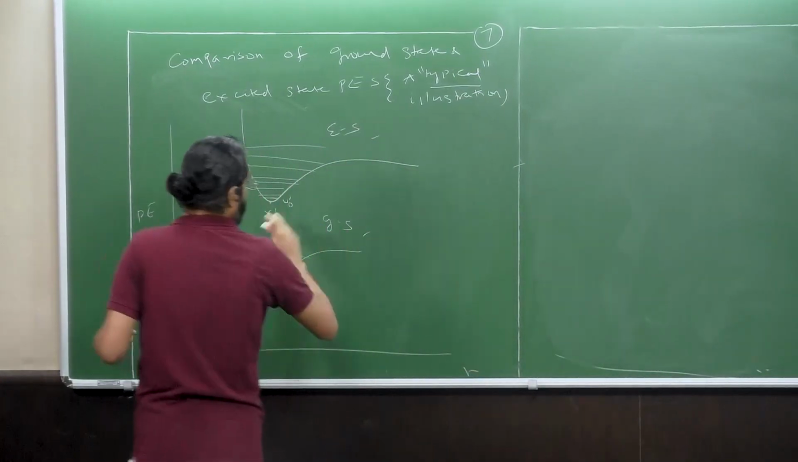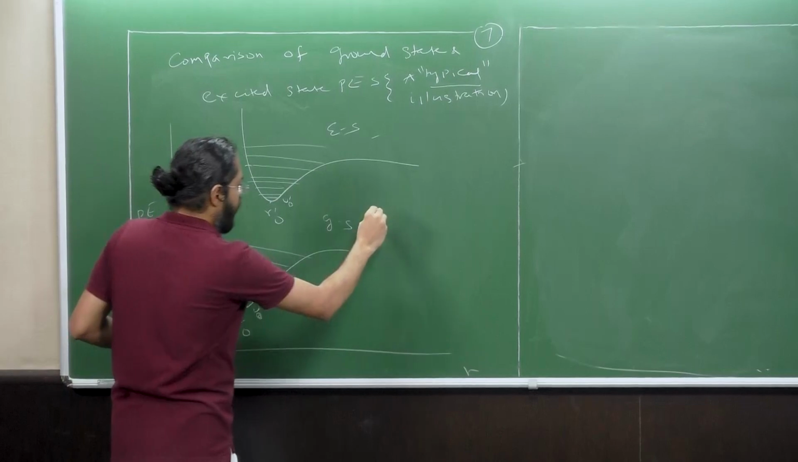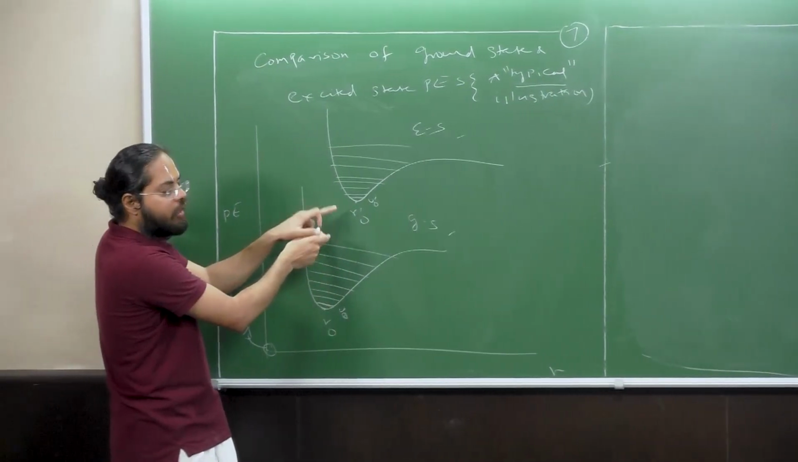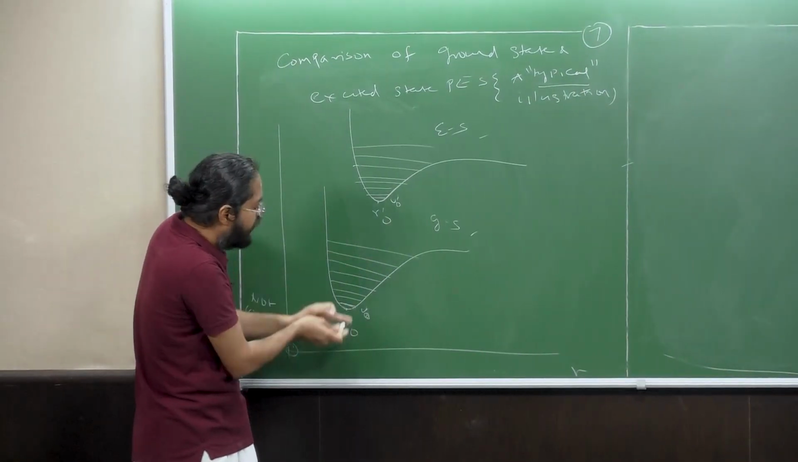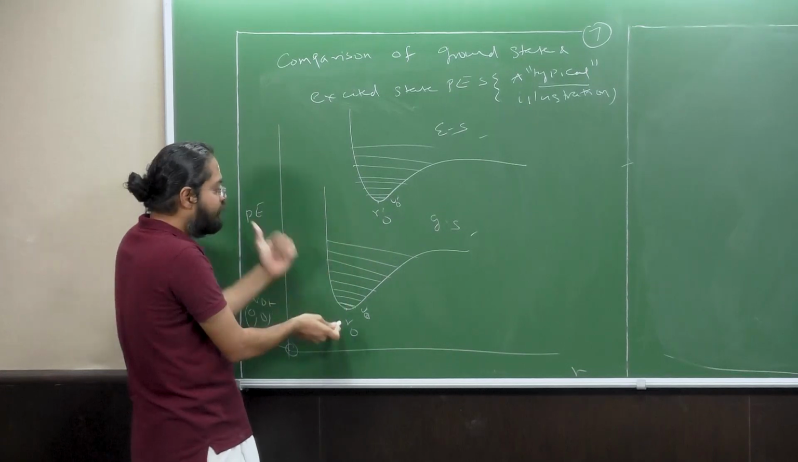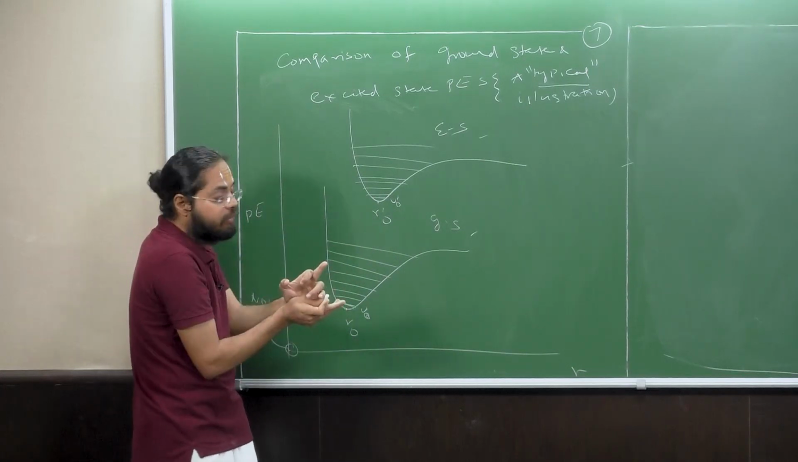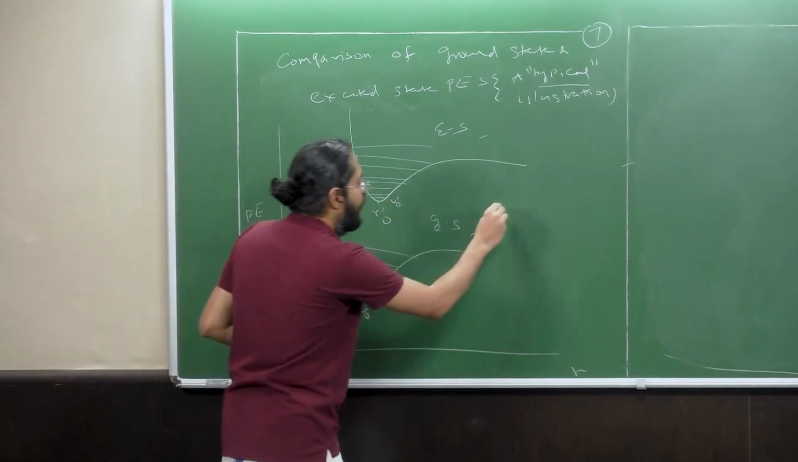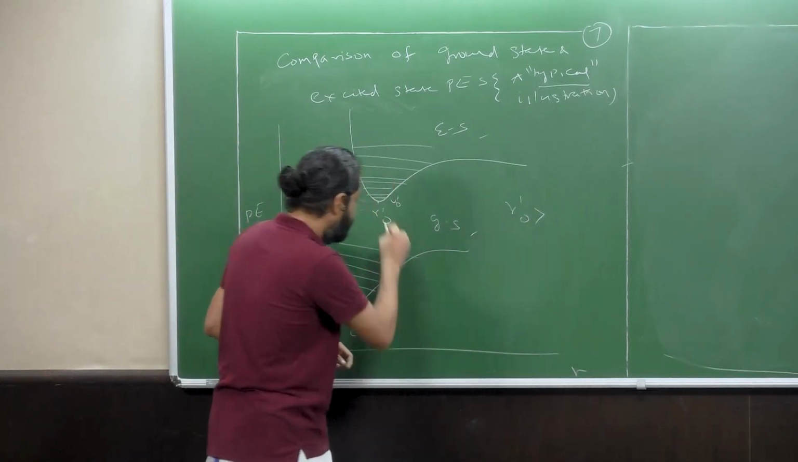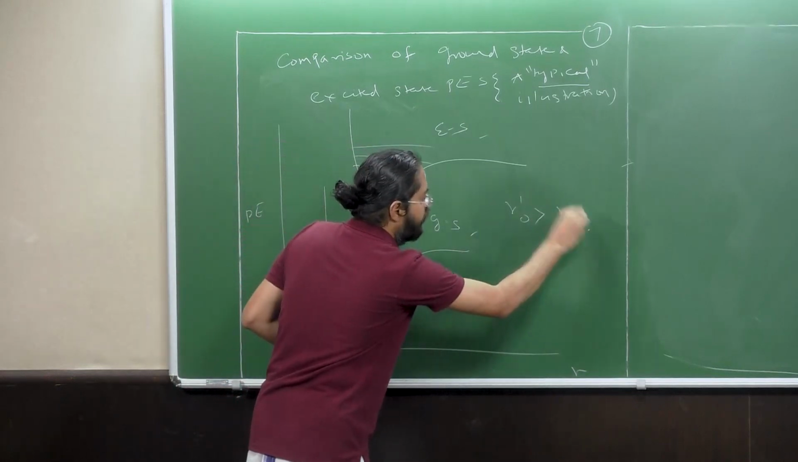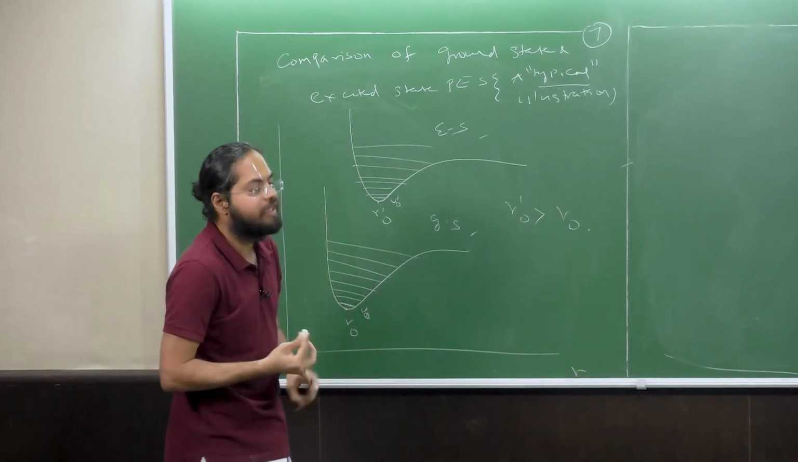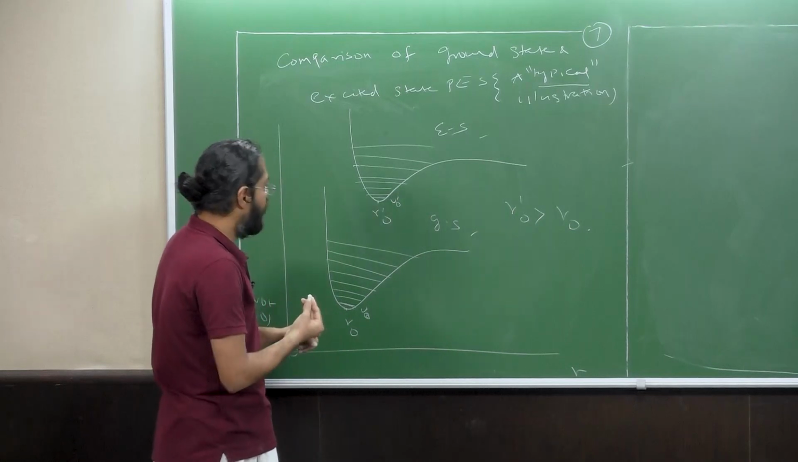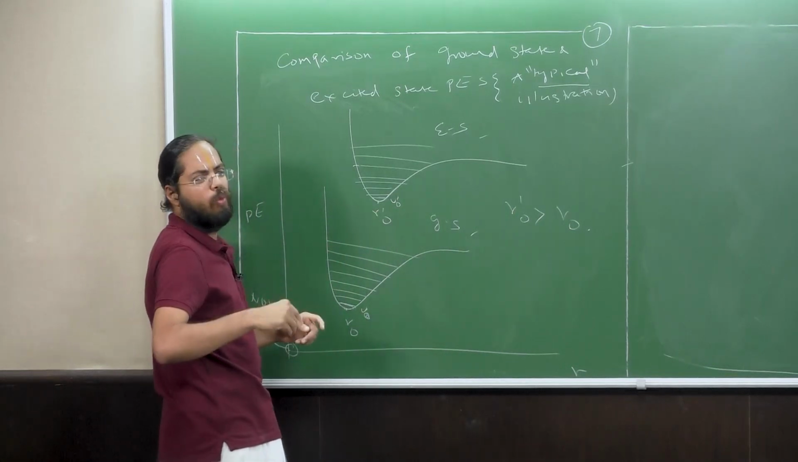That is, I could have drawn this curve such that R naught could be equal to R dash naught, or I could have also drawn this curve such that my R dash naught is less than R naught. I didn't do either. I intentionally did it in only one way, such that my R dash naught is greater than R naught. Please note this point. Now, why should that be done?